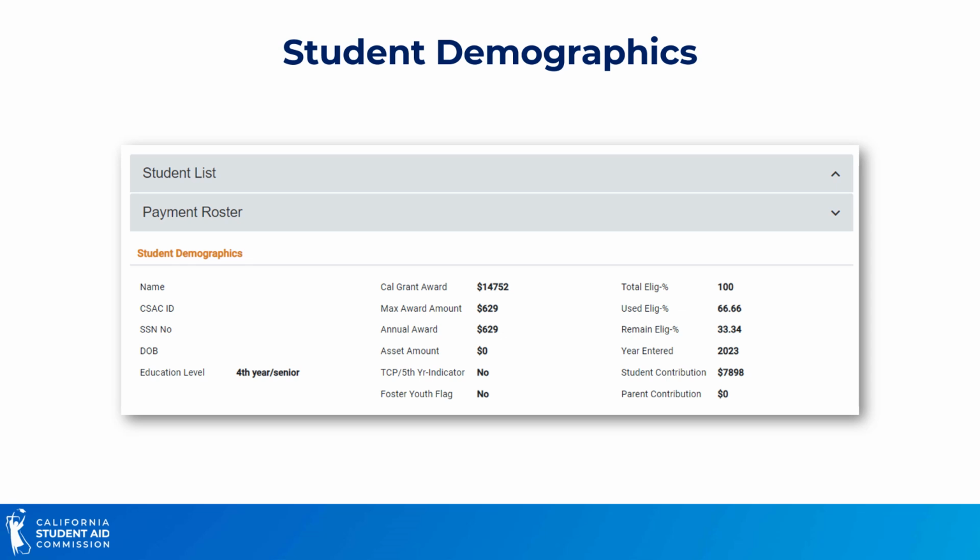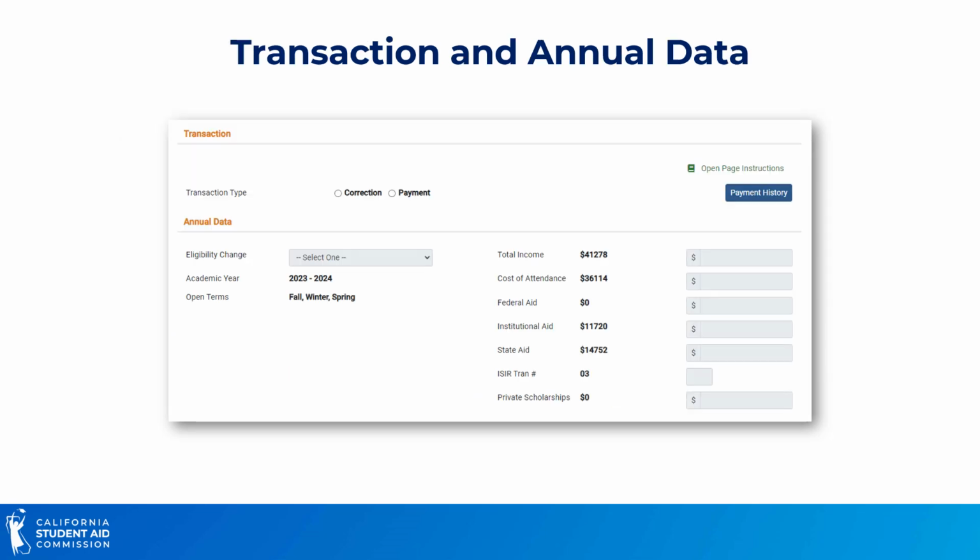This section includes students' personal identifiers, their education level, their current annual Cal Grant award, their annual MCS award amounts, assets reported on the ICER, their teaching credential program and foster youth indicator flags, the student's total MCS eligibility, including what has been used and what remains, the year the student entered the MCS program, and the parent and student contribution. Below the student demographic section are the transaction and annual data sections.